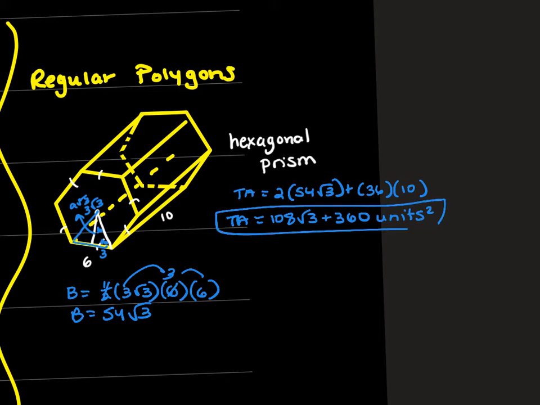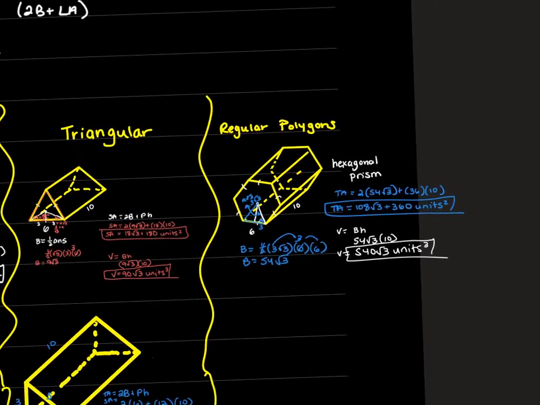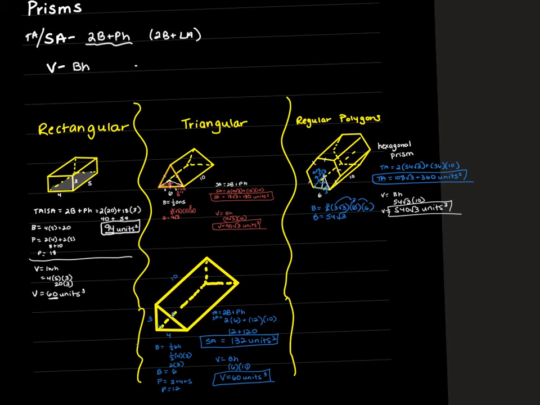Okay, you also might, if it's a hexagon, a pentagon or something else, be given the apothem. There'll be no sine, cosine, tangent, that stuff on this. Then volume would be the base area times the height. And the base area is 54 root 3 times the height, which is 10. So this would be 540 root 3 units cubed volume. Okay, so that's pretty much what you might see for a prism.